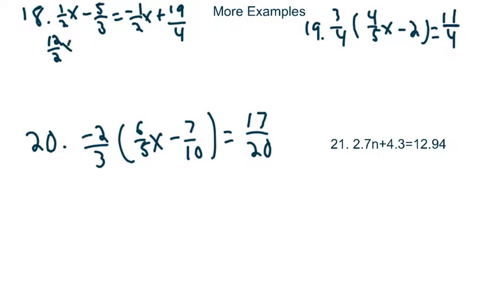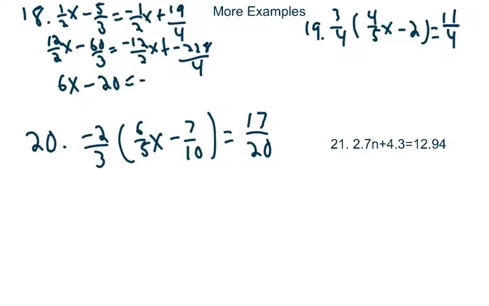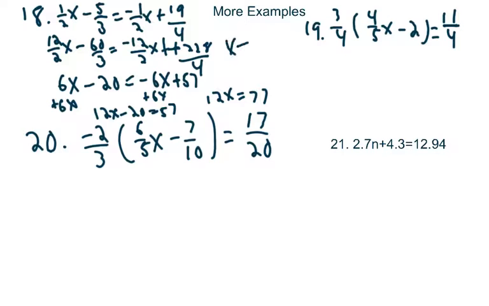So it'll be 12 over 2x minus 60 over 3 equals negative 12 over 2x plus 228 over 4. And that goes down to 6x minus 20 equals negative 6x plus 57. Don't know where I got the negative from, but it's plus. So add both sides by 6x. 12x minus 20 equals 57. 12x equals 77. X equals 77 over 12. That took a while, but worth the practice.